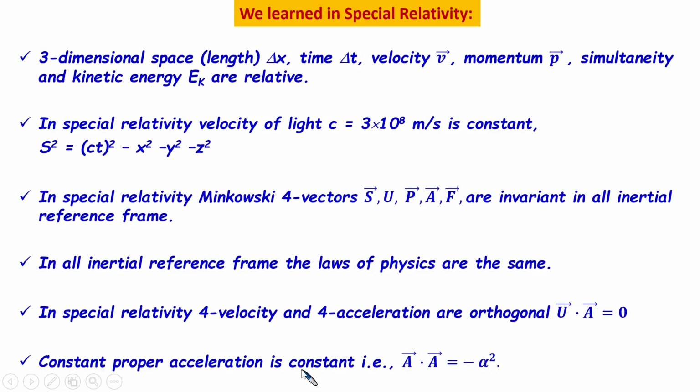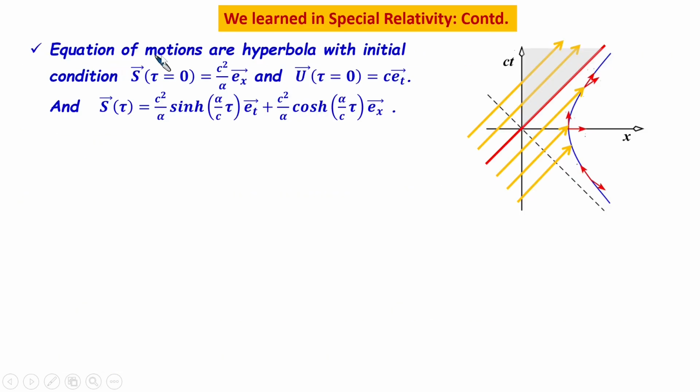Then constant proper acceleration is constant, that is 4 vector A dot 4 vector A is minus alpha square, which is constant. We have also seen that the equations of motion are hyperbola with initial condition, that is proper time equal to 0, this is c square by alpha. This is spatial only because time is 0. And for the 4 vector velocity at tau equal to 0, you have to consider velocity in the time basis vector, because we are considering velocity tangential to this hyperbolic path. And the position vector is represented by hyperbolic trigonometric functions, that is sine hyperbolic and cos hyperbolic.